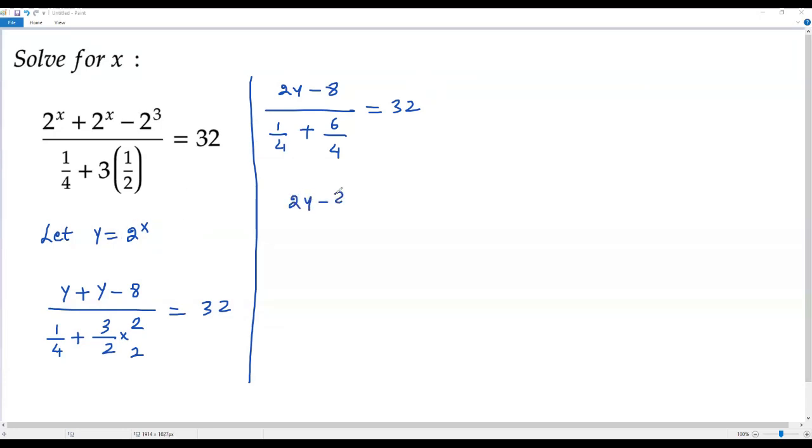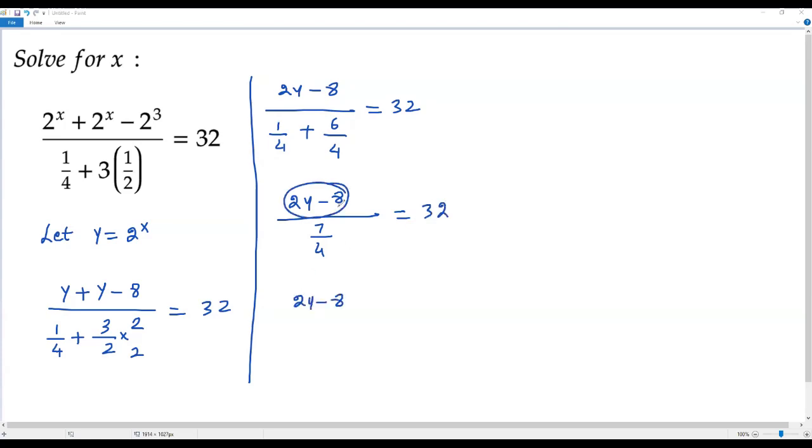There is 2y negative 8 over. Here we have addition of two fractions with the same denominator 4. So we can take this 4 as a common denominator. Once I take the 4 as a common denominator, I have to add the numerators 1 and 6. When I add 1 and 6, I'm getting 7. So the addition of the two fractions 1 over 4 and 6 over 4 equals 7 over 4 equals 32. Okay, now 2y negative 8.